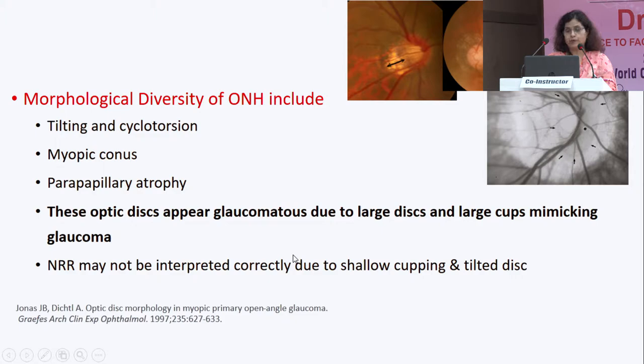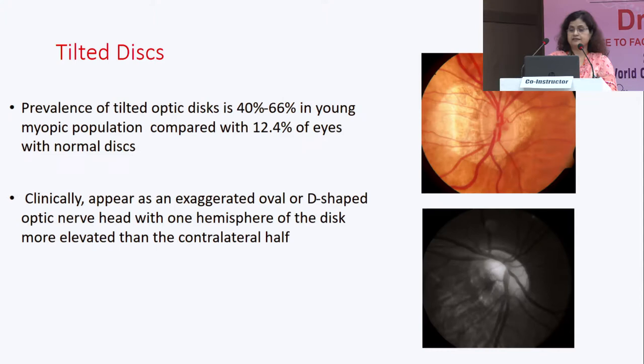The morphological diversity of the optic nerve head in myopia includes tilting and cyclotorsion, myopic conus, and parapapillary atrophy, and these discs are often very large, with large discs and cups, thereby mimicking glaucoma. Also, NRR may not be interpreted correctly because of the shallow cupping and tilted disc. So NRR may look pale.